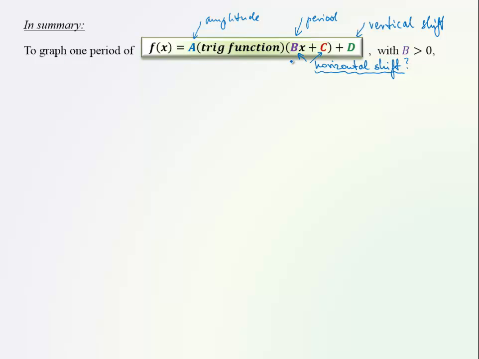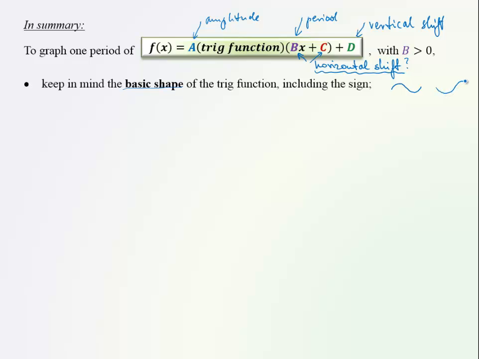Okay, so let's list some steps how to graph a trig function in that form. First, we keep in mind the basic shape. The name of the function, together with the sign of the coefficient a, gives us the information about the basic shape. For example, basic shape of sine would have a curve like this, but the basic shape of negative sine would go the other way around.